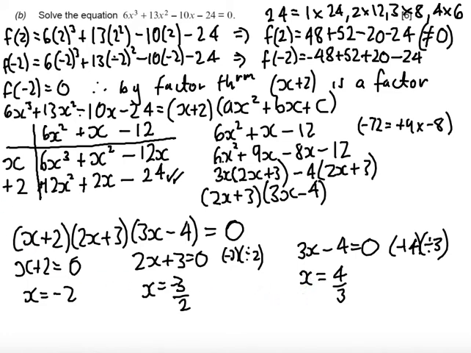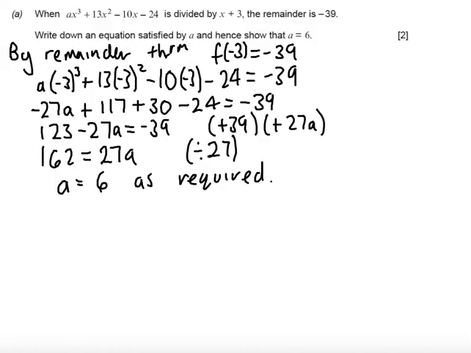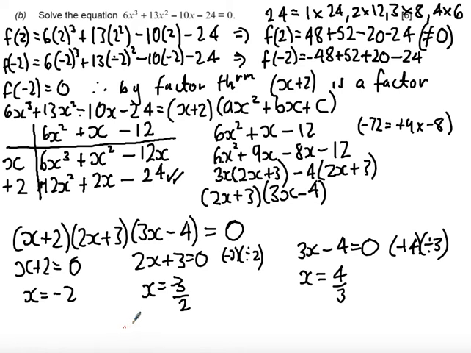So let's go back now and have a look to see how the marks are awarded in this question. In part A, there's a method mark for using f of minus 3 equals minus 39, so that's use of the remainder theorem there. And then there's an answer mark once you get to a equals 6 if your argument through this is convincing. In part B, there is a method mark for attempting to find a value of f of some x value equal to 0. There is then an answer mark for finding that x plus 2 is a factor of this cubic.